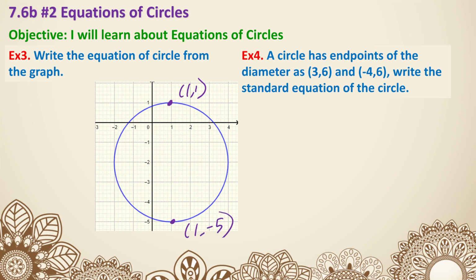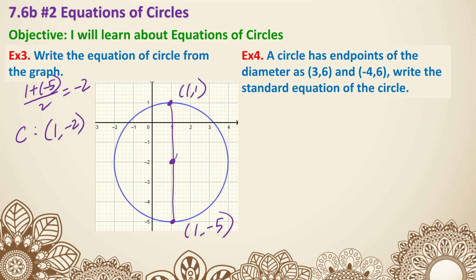They have the same x-coordinate, so clearly the center will also share that same x-coordinate, which is going to be 1. As for the y-coordinates, 1 plus -5, then divided by 2. That's -4 divided by 2, which is -2. So my center is going to share the same x-coordinate, so let me connect them. Right in the middle, I will have 1, comma, -2.